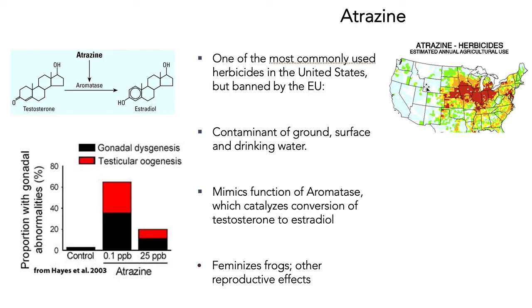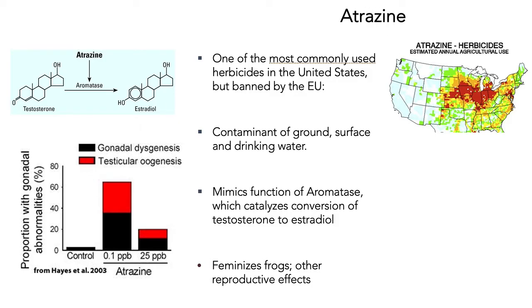It is one of the most commonly used. It turns out the most commonly used one is probably Roundup or glyphosate. Atrazine is a contaminant of ground and surface water, and it mimics the function of aromatase, which catalyzes conversion of testosterone to estradiol, and those would be female hormones, which trigger the maturation of oocytes in females.